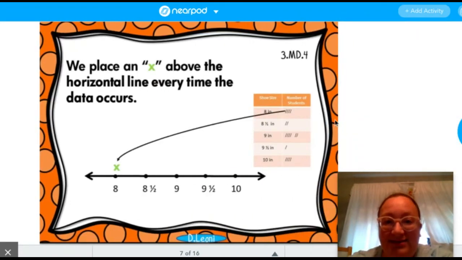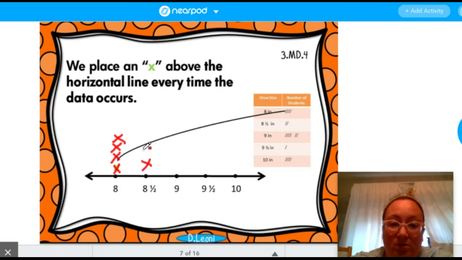Then we're going to place an X above the horizontal line every time the data occurs. So in this case, if we have how many students? Let's count the tallies. 1, 2, 3, 4. I only have 1 X here, so I'm going to need to use the pen. And I need to add 1. Now, if I were to continue, I go to 8.5 inches, gets how many tally marks? 2. So how many X's do I need? 2. So 1, 2. All right, good job. So we're going to continue doing that for the rest of the data.